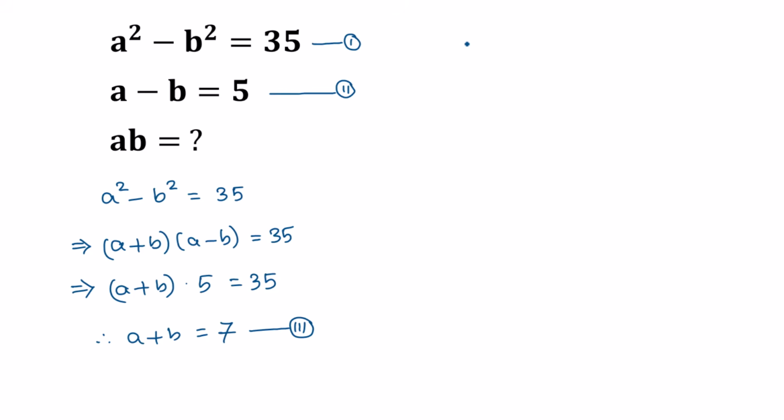Now we have to find the value of ab. We know ab is equal to a plus b over 2 whole square minus a minus b over 2 whole square. This is the formula of ab. And now substituting a plus b and a minus b from equation 3 and equation 2. In equation 3, a plus b is equal to 7. So this value is 7.